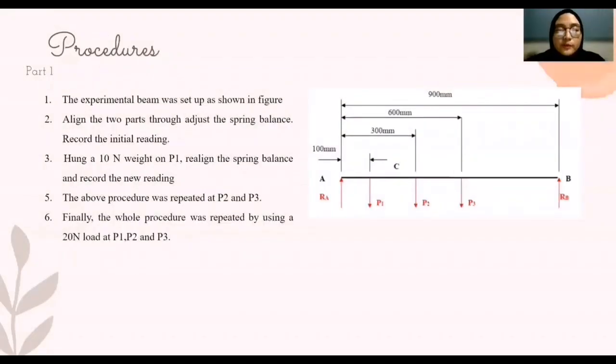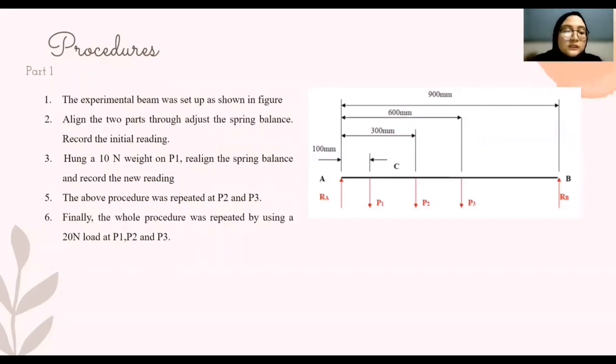Procedures. This experiment was divided into three parts: part 1, part 2, and part 3. For part 1, first, the experimental beam was set up as shown in this figure. Second, align the two parts and adjust the spring balance by turning its knob until the bubble of the spring balance is at the center, and record the initial reading.